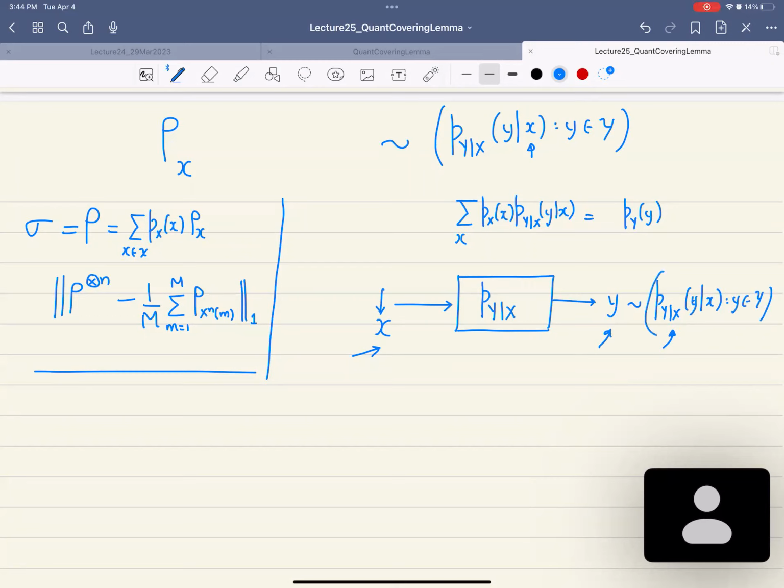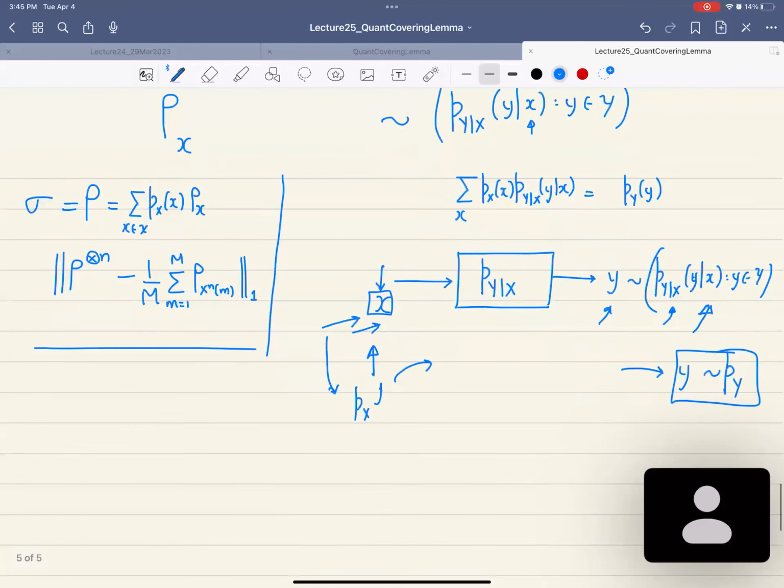So if you pick your x according to the distribution pX and you put it into this box, what will come out will have the distribution pY. Do you agree? Everybody agrees? Yes, sir. Okay, great. Say it once again. Fix your x, and your output y comes with this distribution. You pick x with this distribution pX, and your output comes according to the distribution pY.